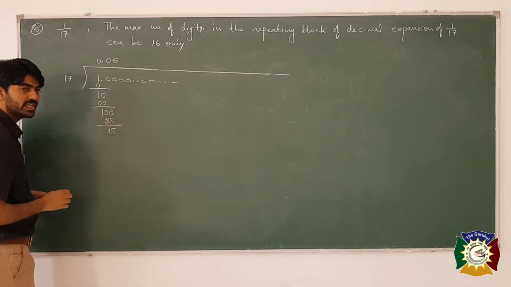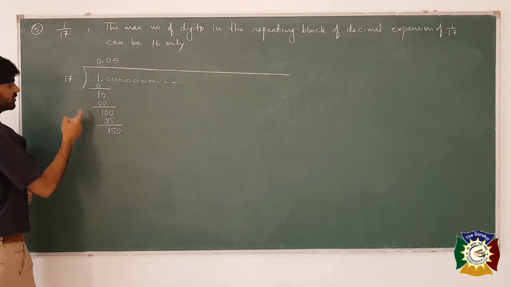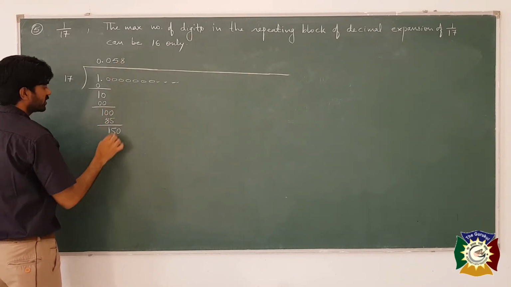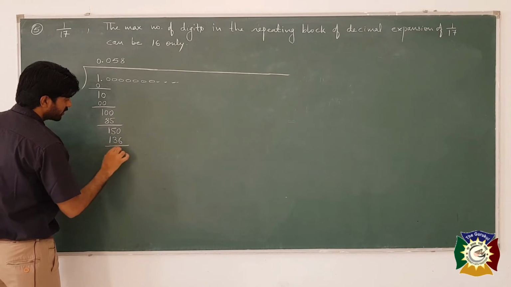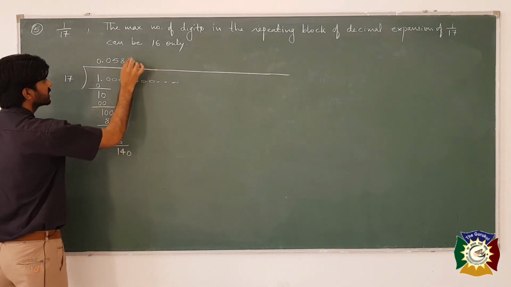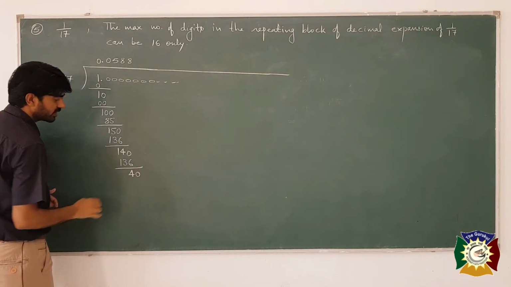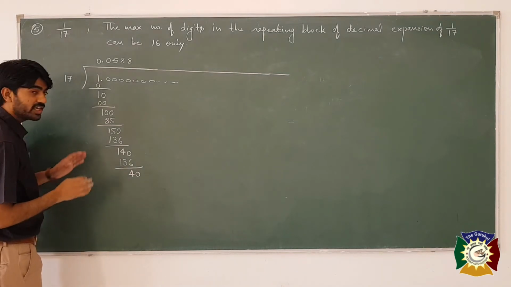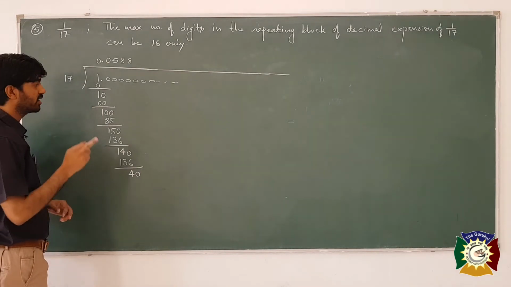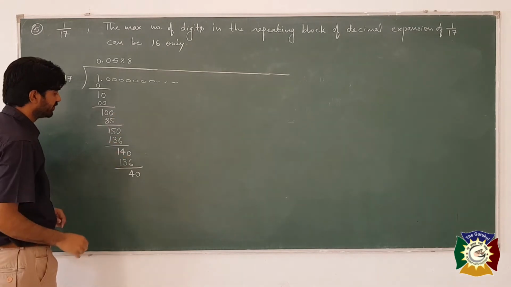Then we are left with 15. One more 0 we will bring down. It becomes 150. Then 17 eights are 136. So we are left with 14. Now it becomes 140. Again 17 eights are 136. So we are left with 4. It becomes 40. We will keep on dividing until we get remainder 1 again, because once we get remainder 1 again, all digits will be repeated.